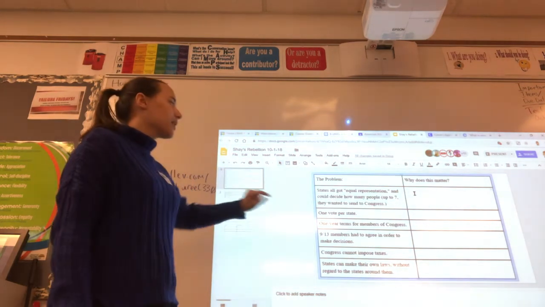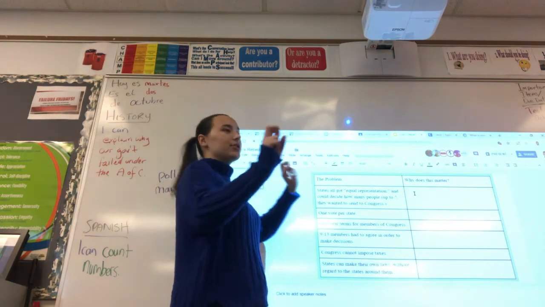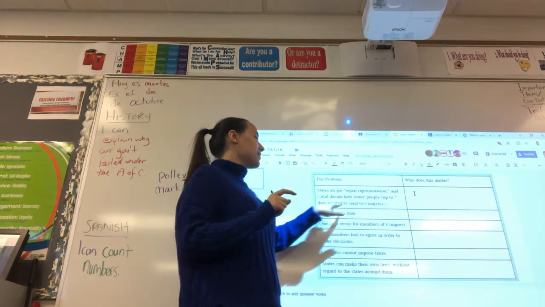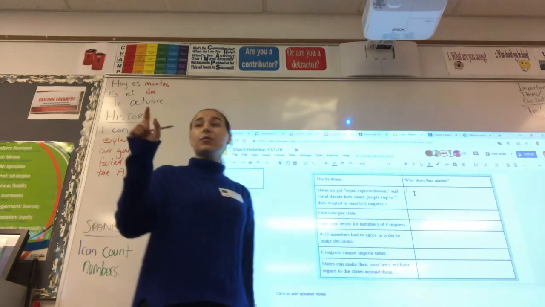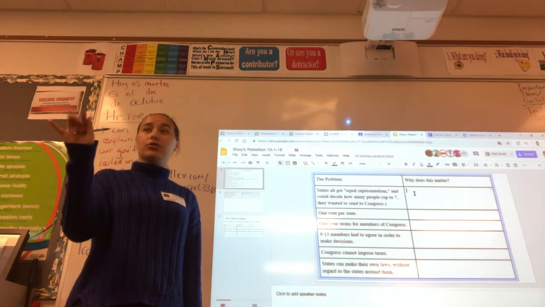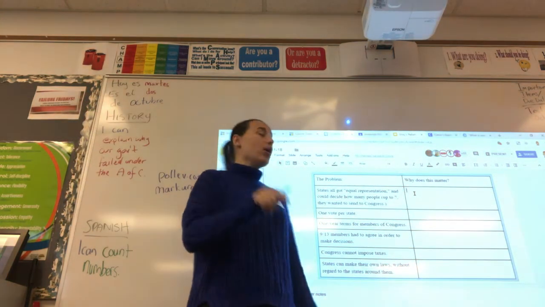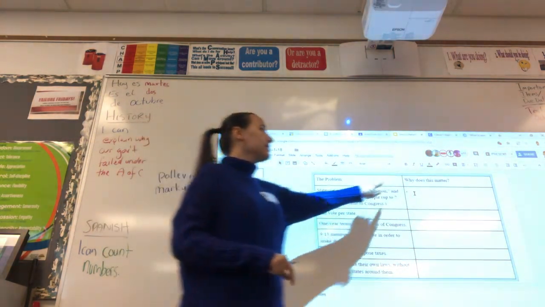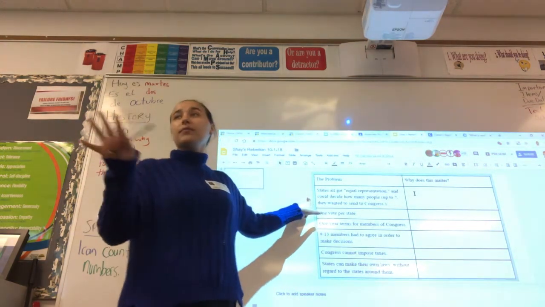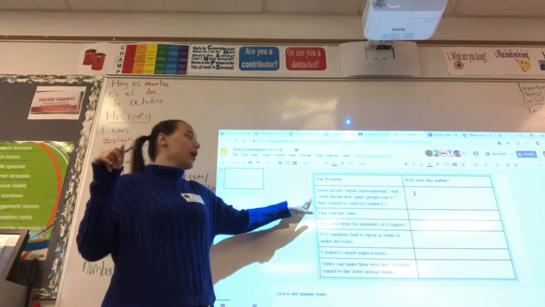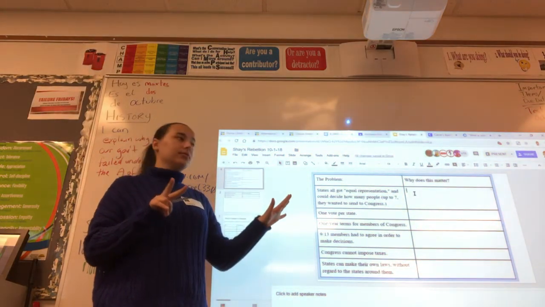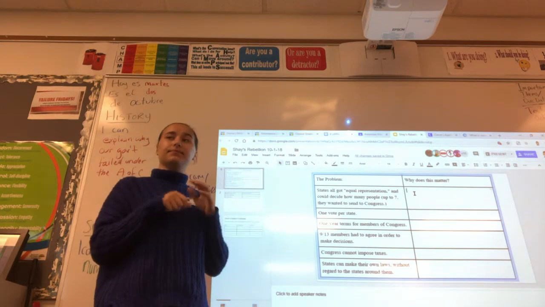Okay, so states all got equal representation. I put that in quotations for a reason. And they could decide how many people, up to 7, they wanted to send to Congress. This was a group 1 question and article, correct? You guys talked about that? Why does this matter? Why is this a problem? Anyone, you don't have to be from group 1, we just talked about it. Why is this an issue if you can send up to 7 people from any state?